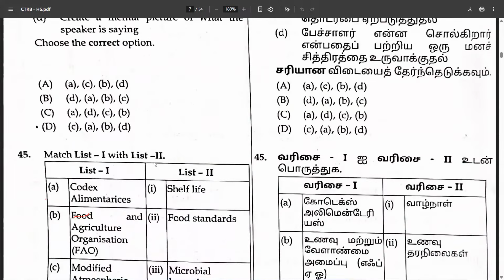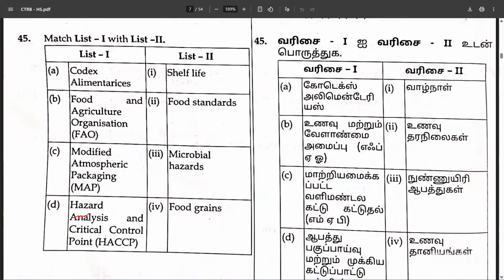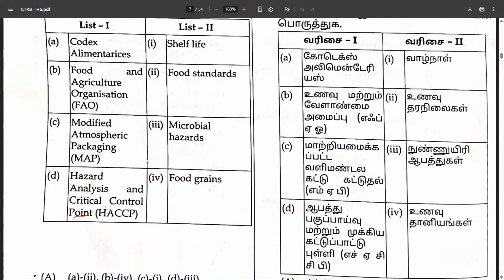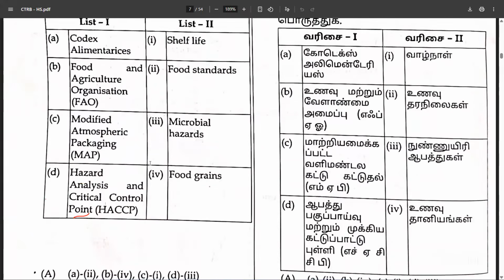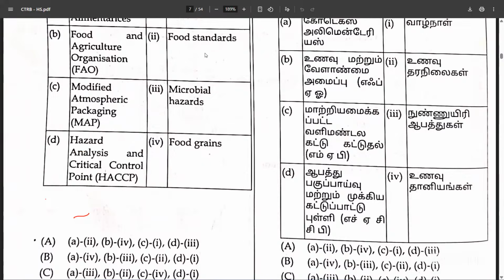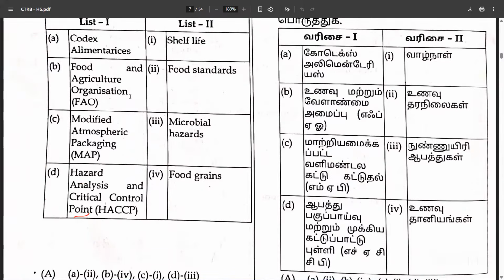Then 45 is again a match type of question where they have given you Codex Alimentarius, Food and Agriculture Organization, that is FAO, Modified Atmospheric Packaging, that is MAP, and Hazard Analysis Critical Control Point, that is HACCP, and you have to match them with where they are used. The correct answer here is A. Codex Alimentarius will be matched with food standard. We know it is an international body. Then there is the Food and Agriculture Organization, FAO, so it will be matched with agriculture grains. We know it is related to food and agriculture products.